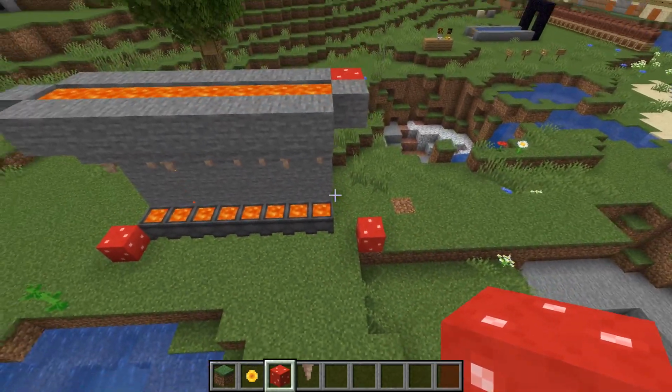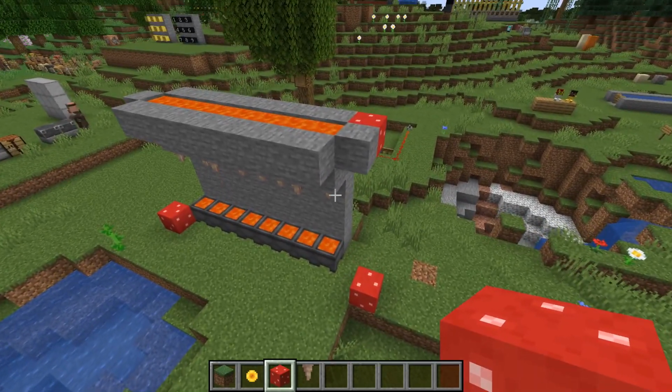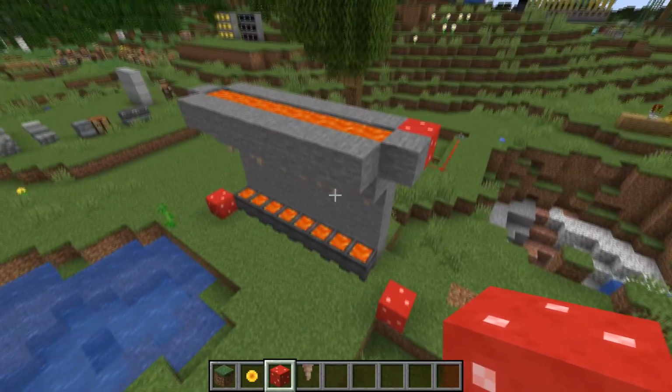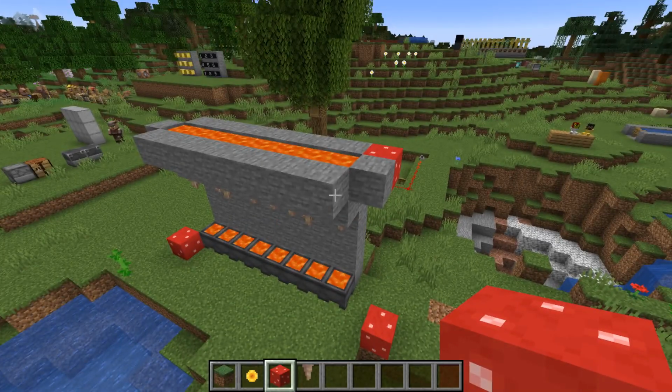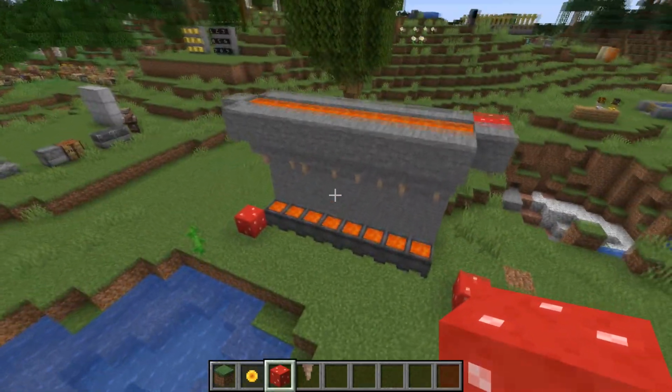But I'm going to show you how this works in Minecraft, because it's very easy to get a bit overwhelmed with the command and very confused. That is why I'm making this tutorial.